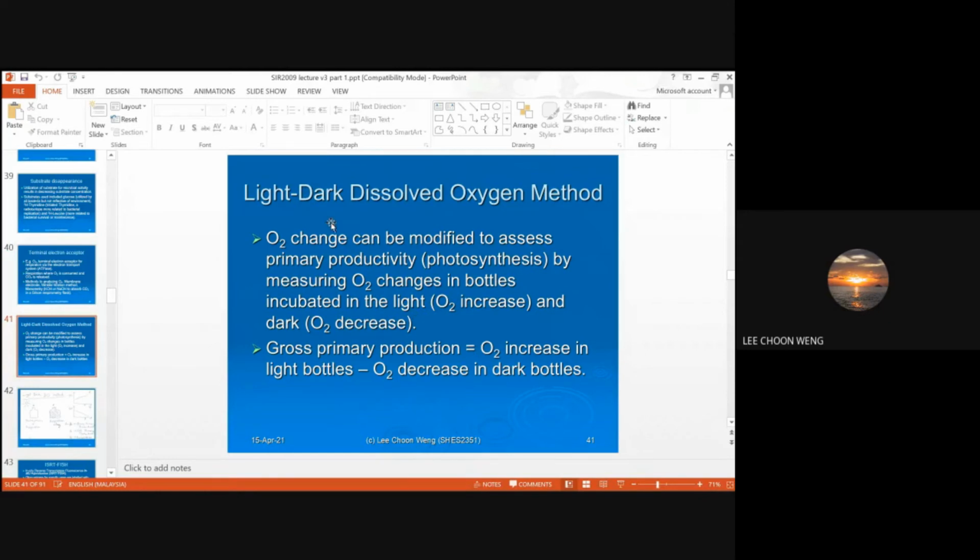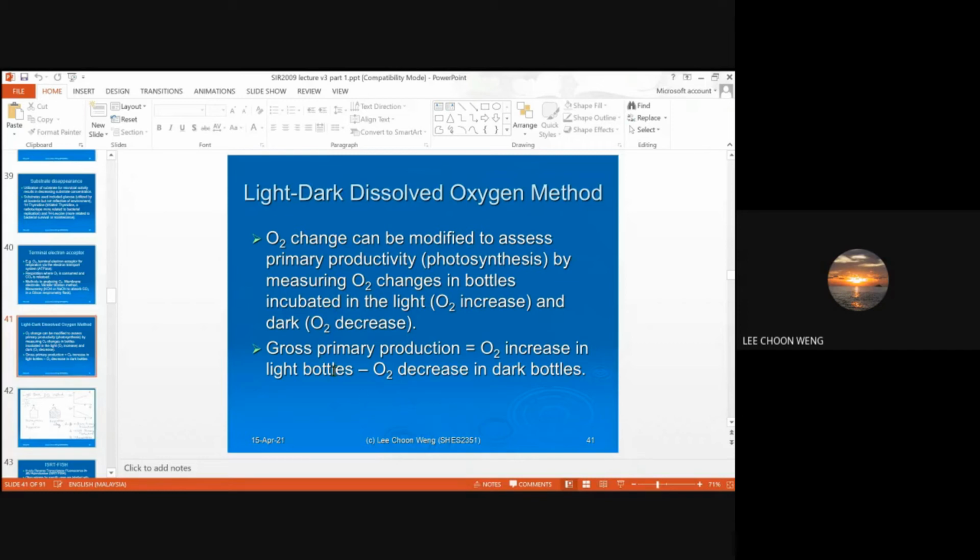Okay. So one of the most common methods utilizing the changes in dissolved oxygen is the light dark dissolved oxygen method, where the oxygen change can be used to assess primary productivity. This is oxygenic photosynthesis, where the oxygen is being produced. So the light dark method means one set of bottles are incubated in light, where the oxygen will increase, and one set of bottles are incubated in the dark, where the oxygen will decrease.